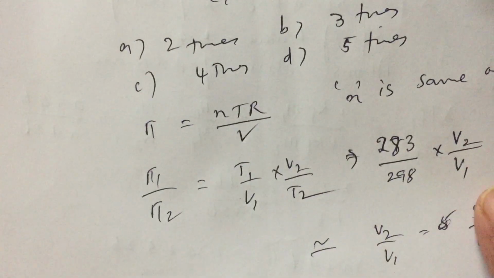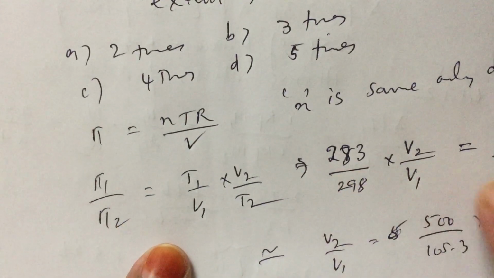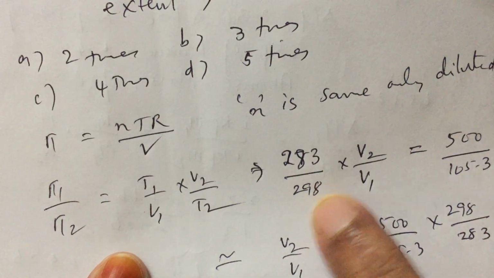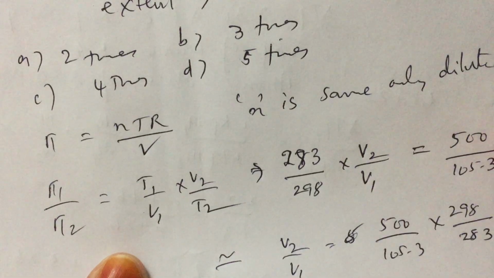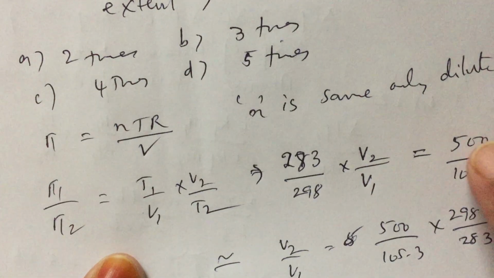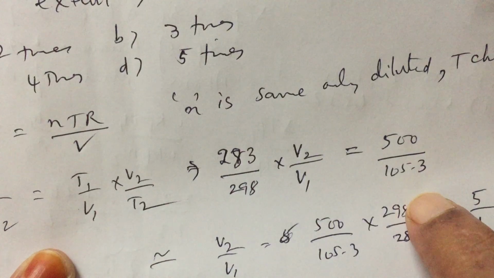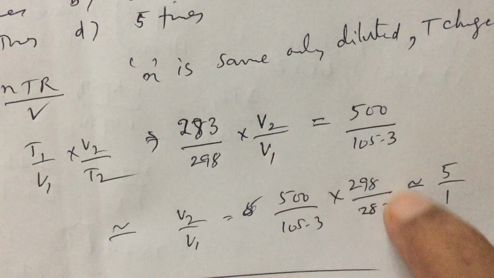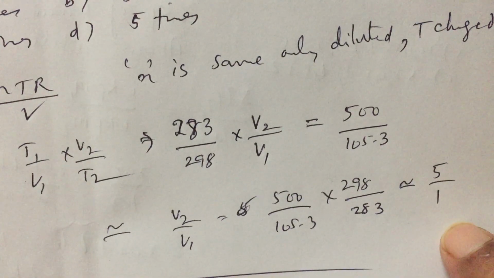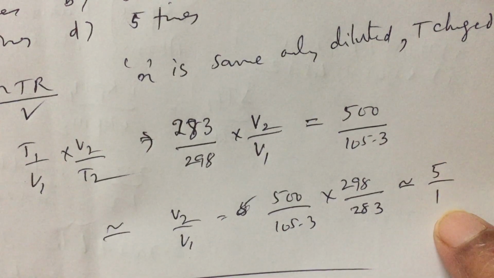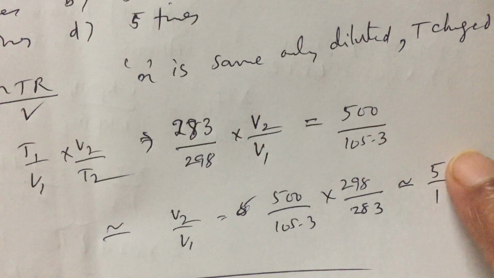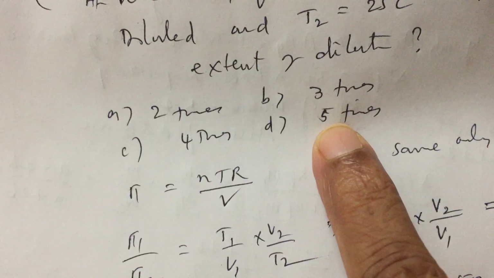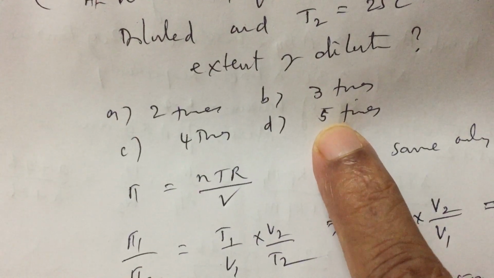So pi 1 by pi 2 is equal to 283 by 298 into V2 by V1, which is equal to 500 by 105.3. 500 is pi 1, 105.3 is pi 2. It implies V2 by V1 is nearly equal to 5 by 1. You need not do it very accurately; they simply ask how many times it is diluted, so an approximate solution will do, and option D matches. It is diluted by 5 times.